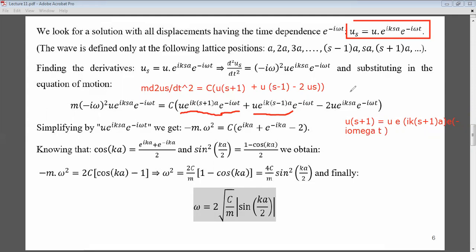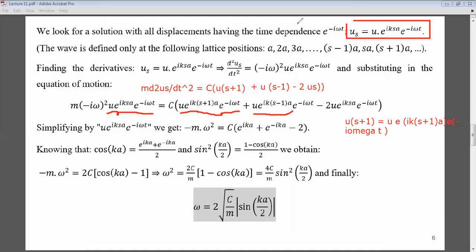US is just as it is. Okay. Now we simplify by e to the i(kna - omega t). What I mean by simplify is divide by it, because in both equations, if you can see, I have here e to the i(kna - omega t), and here I have e to the i(kna - omega t) multiplied by e to the ika. And here I have the same thing. So I will divide by this term everywhere because it is also here.